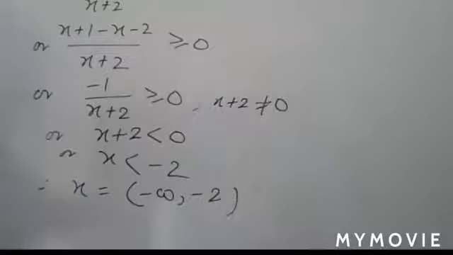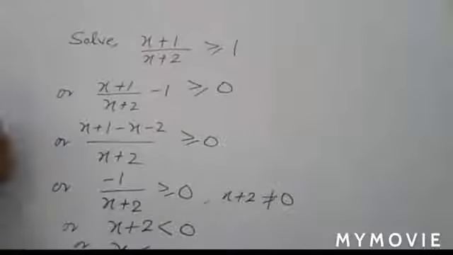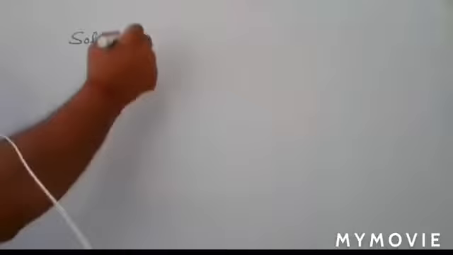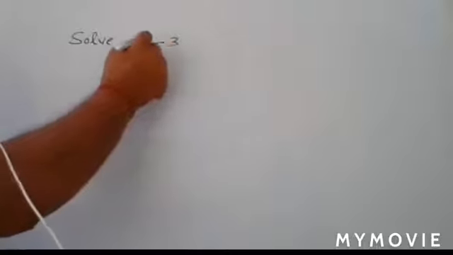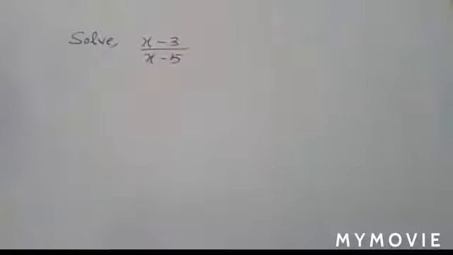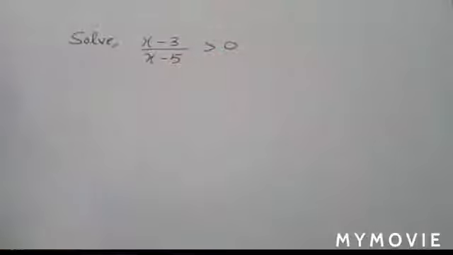In the same way, I am discussing similar types of questions, when the rational fraction is greater than or equal to 0 or any number. So write the next question: solve (x minus 3) upon (x minus 5) greater than 0. You have to solve that.